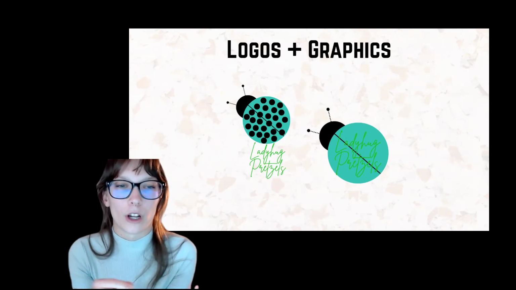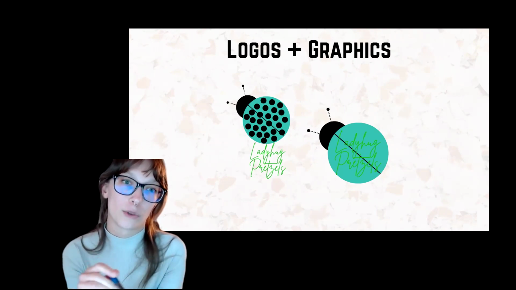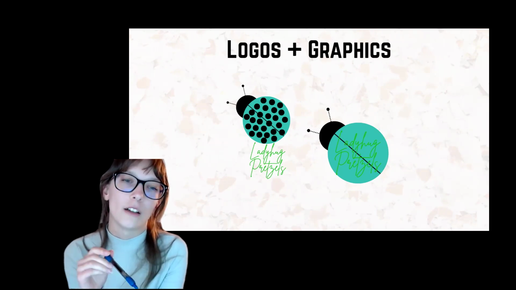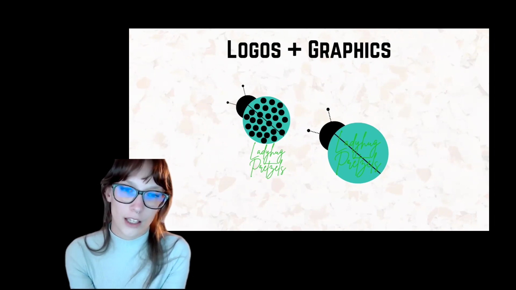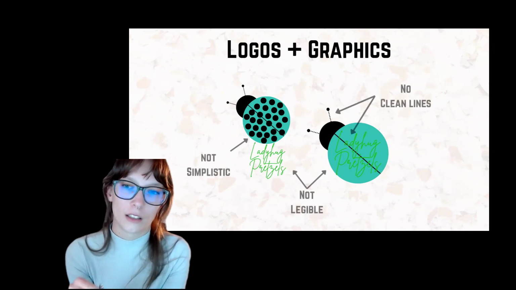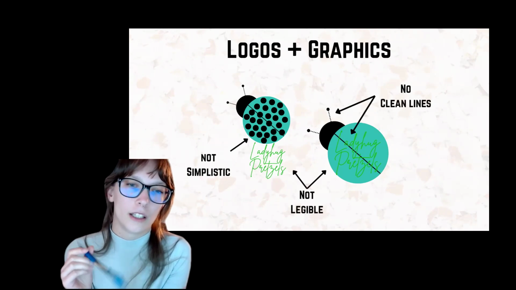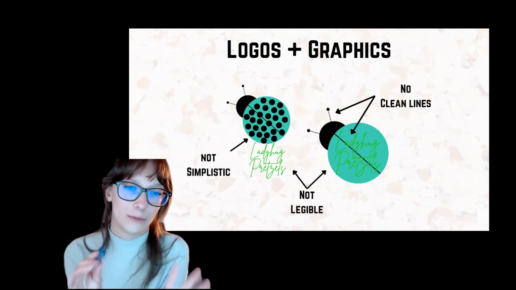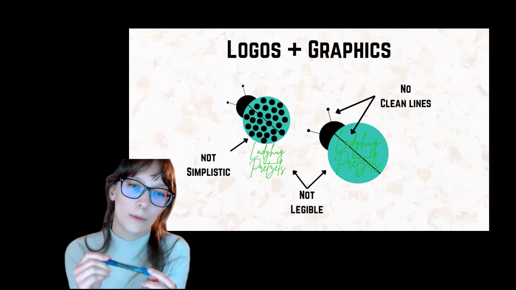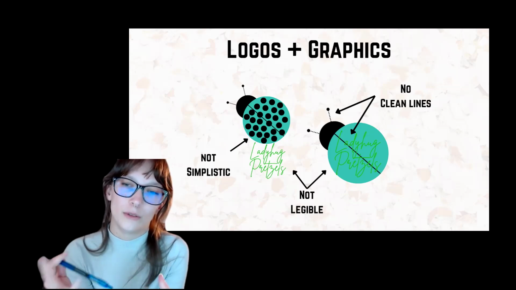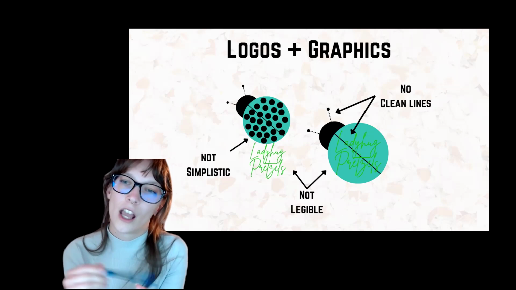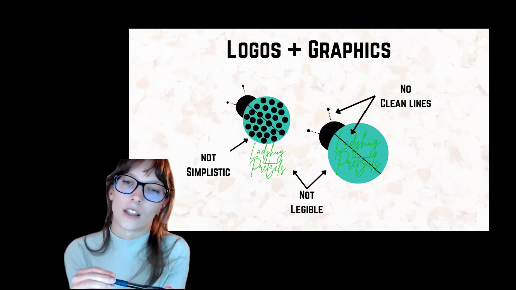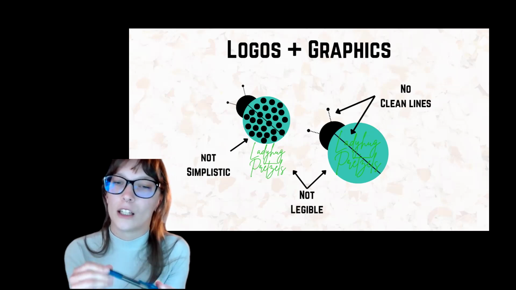remember earlier when we were talking about the graphic necessities and those three main things that you just really need to have in your graphics? This disrupts all those things. It is very overwhelming. There are way too many dots on this ladybug, if you can call it that. Way too many dots, very overwhelming. You just don't know what's going on. And then you will also notice that there are little to no clean lines, especially in the antennas.